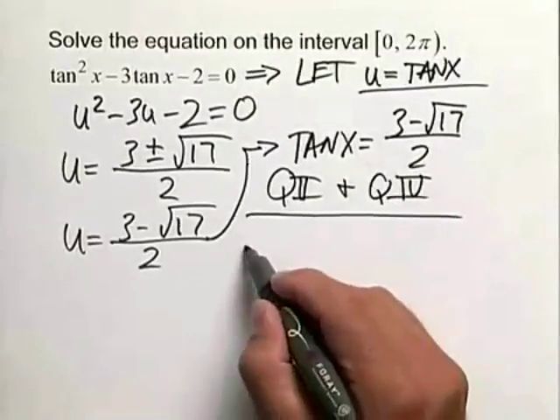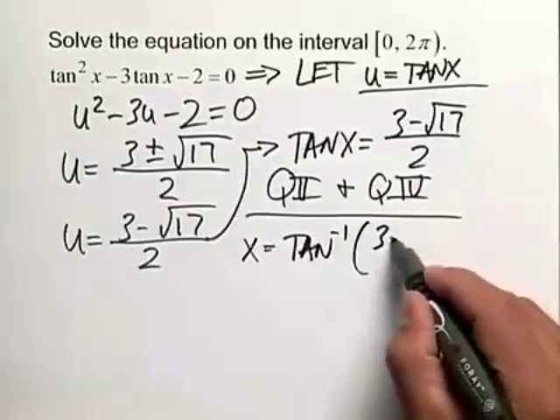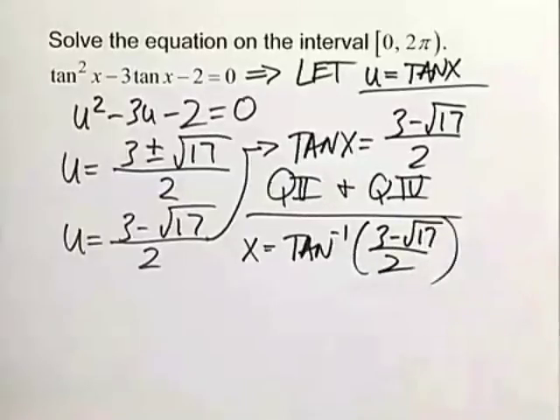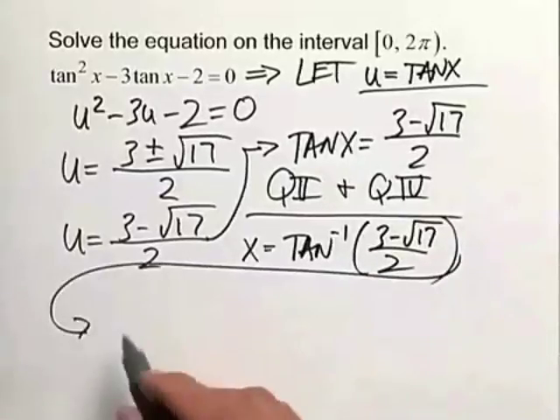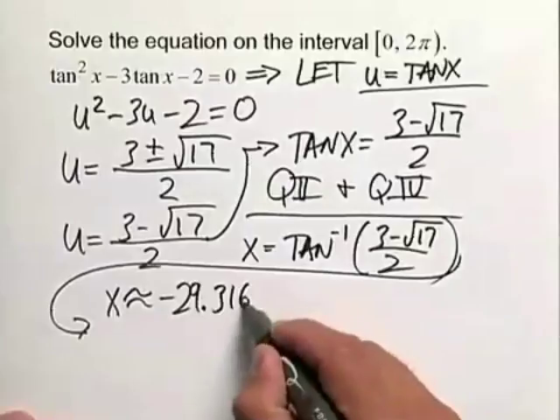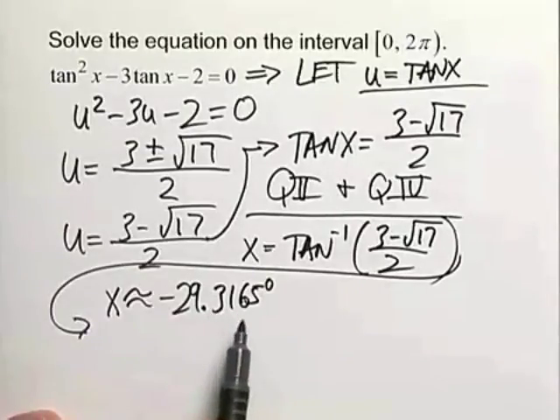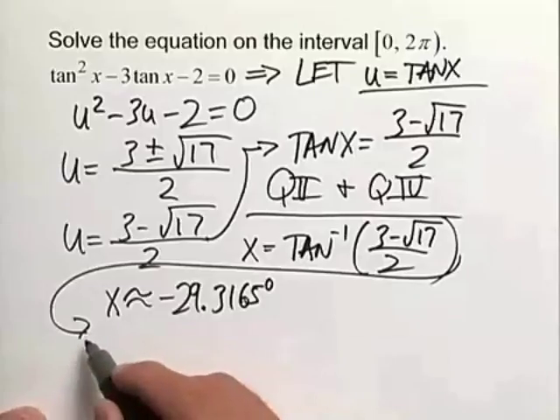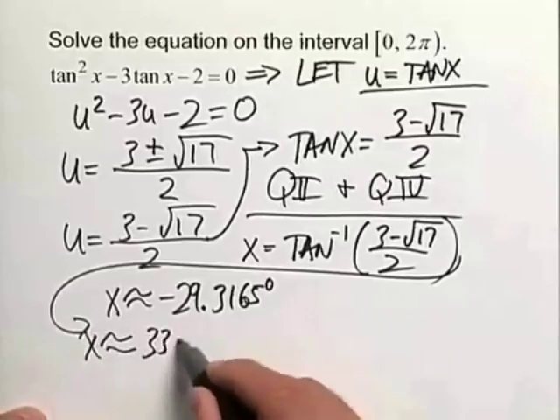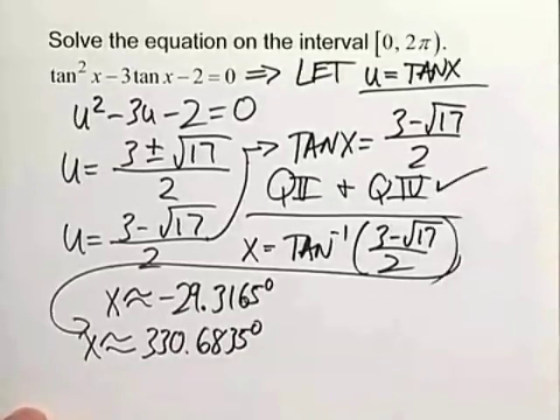So what we need to do then is take the inverse tangent of both sides to obtain x. When we take the inverse tangent of this mess on the right, 3 minus the square root of 17 all over 2, we come up with a value that looks something like the following. x is approximately negative 29.3165 degrees. Again, make sure that your calculator is in degree mode when you're going for this answer. Negative 29.3165 degrees is really the same thing, in terms of a positive angle, as 330.6835 degrees.